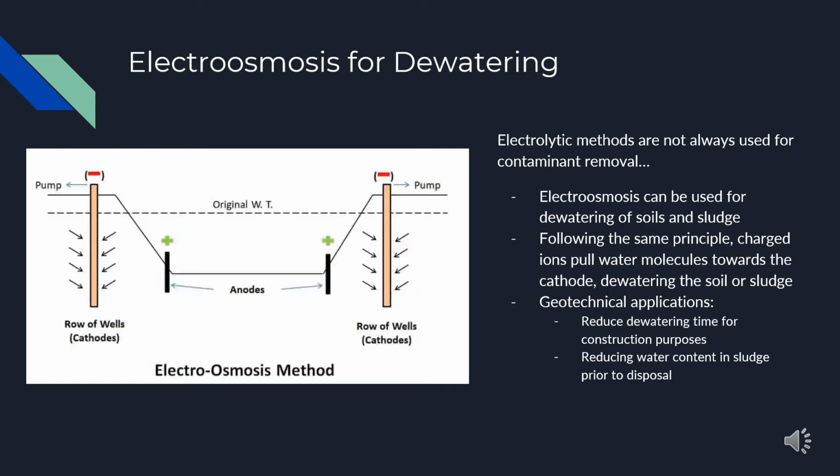In the diagram on the left, you can see how the water table drops near the anodes as a result of the water flux towards the cathodes.